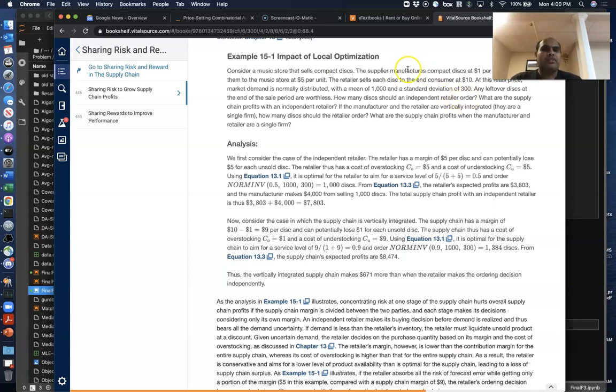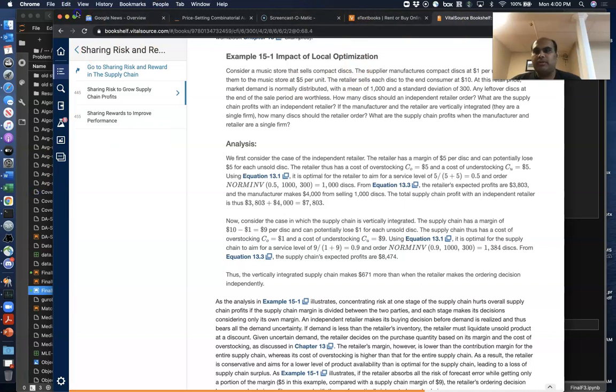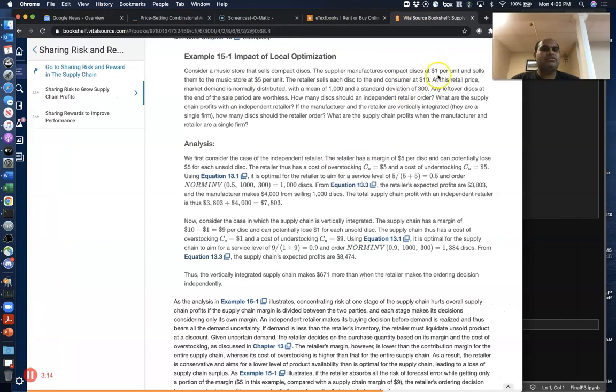So let's say that the manufacturer manufactures the compact discs, the CDs. The manufacturer manufactures a disc for $1 a unit and sells it to the music store for $5 per unit, and then the retailer sells each disc to the end customer at $10 per unit. Now at this retail price, the market demand is normally distributed with a mean of 1000 and a standard deviation of 300. Now, any leftover discs at the end of the sale are essentially worthless because, like I said, nobody buys CDs anymore.